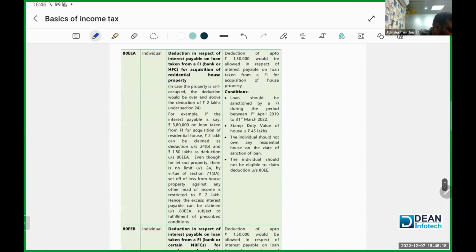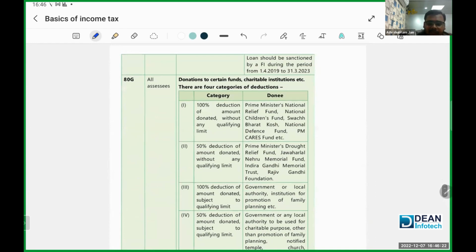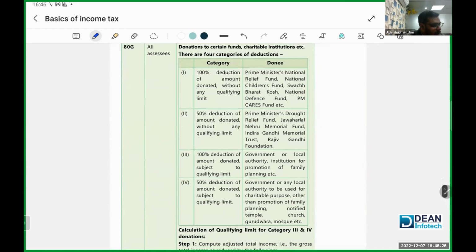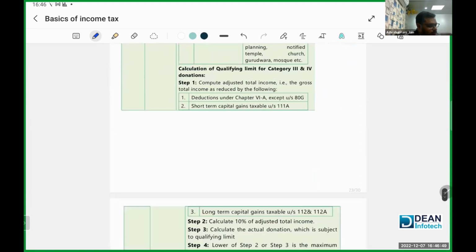Then there are various other deductions such as 80EEA, also 80G. 80G is an important deduction in which if you are donating any sum to certain charitable institutions as mentioned on your screen, like Prime Minister National Relief Fund, you can get 100% deduction for that. Like if you are paying an amount of rupees 1 lakh, you can claim full 1 lakh rupees deduction if you are giving donation in these particular accounts, and 50% of the deduction if you are giving in any other charitable institution, NGO, any trust which is eligible for 80G.